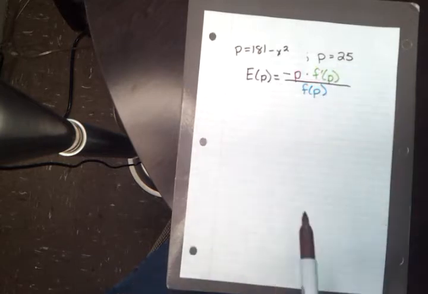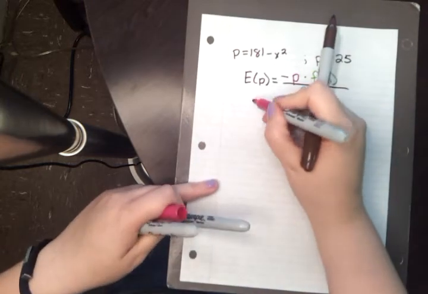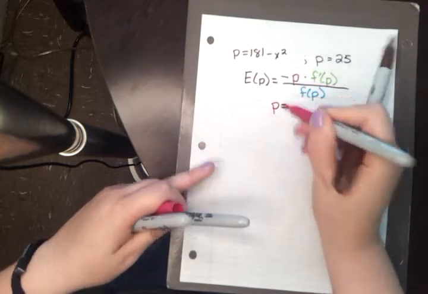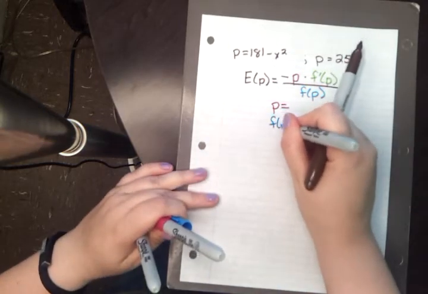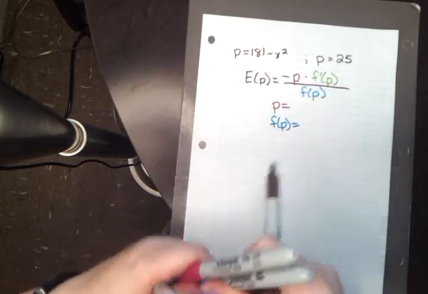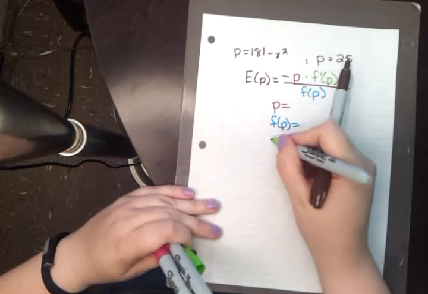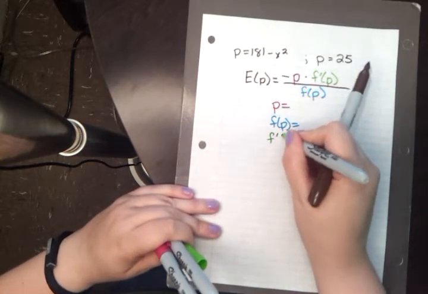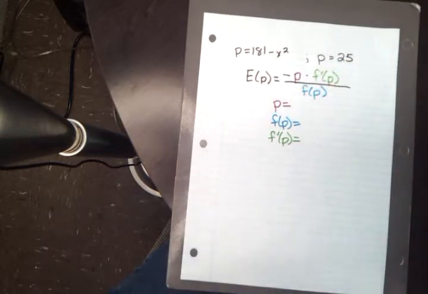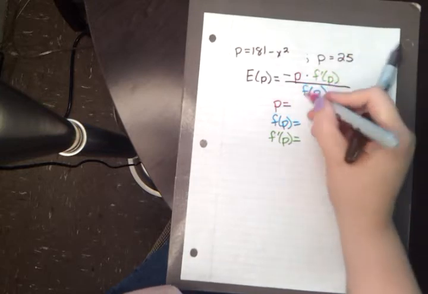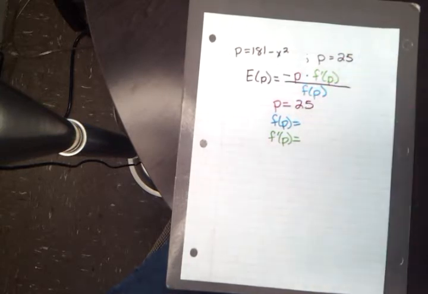Okay, so what do we need to find? We need to find P. We need to find F of P. And we need to find F prime of P. These are all the pieces that we need to solve this puzzle, basically. Good news is they've given us one of the pieces already. They've told us that P equals 25. I like that. That's pretty easy. So I've been able to fill that in.